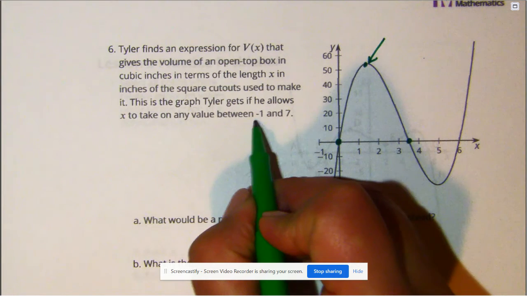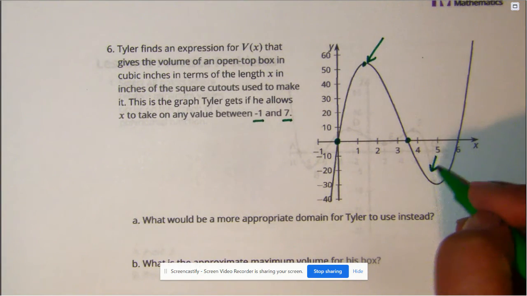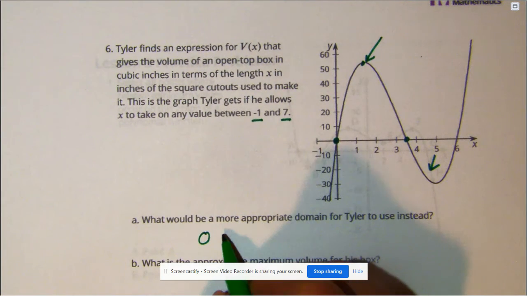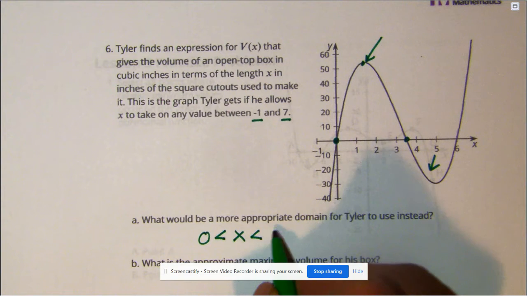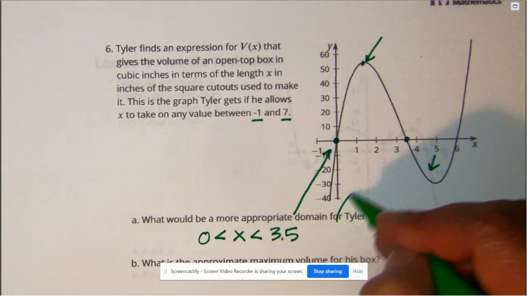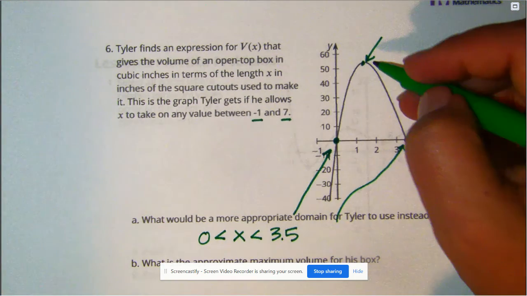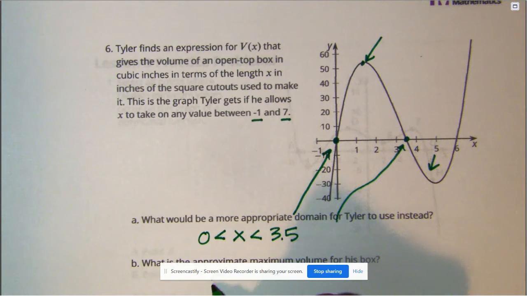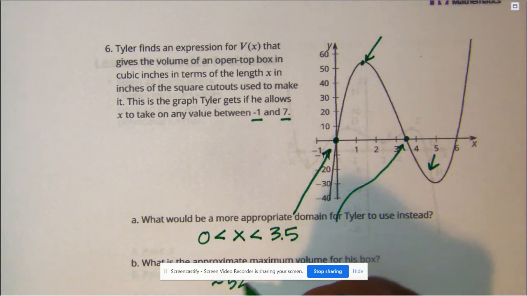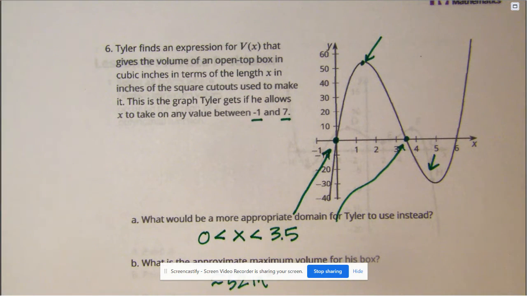They said to go from -1 to 7. I don't need to go out here to 7. I'm not going to have a negative volume. I only need to look from here to here. So I would say 0 to maybe 3.5. What is an appropriate max? It looks to me, if I was zooming in, I don't know, like 52. I think it's a little over 50.